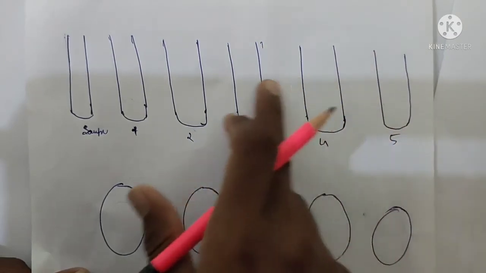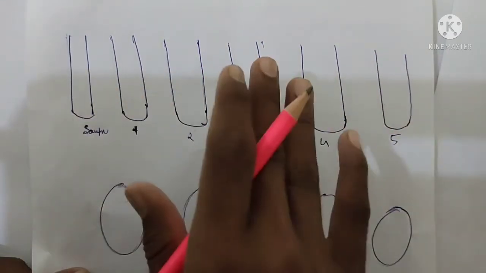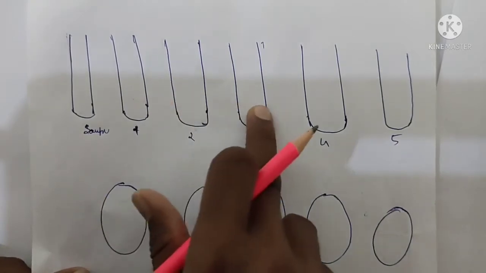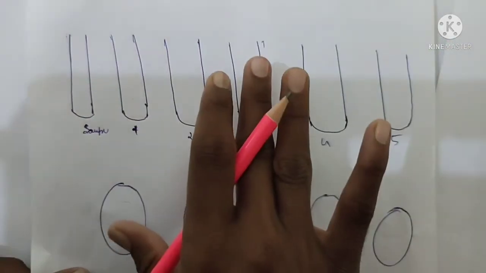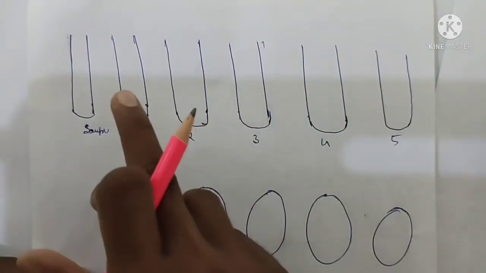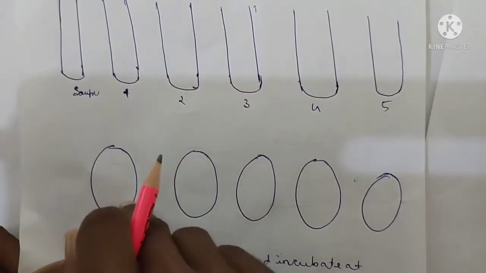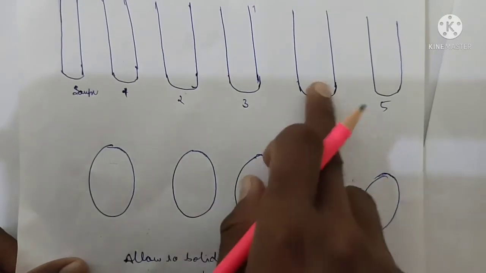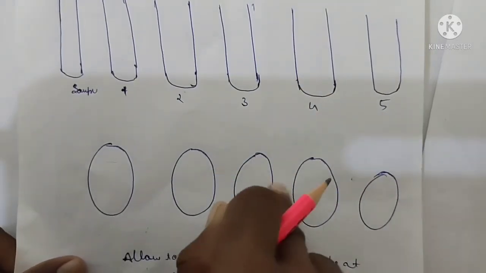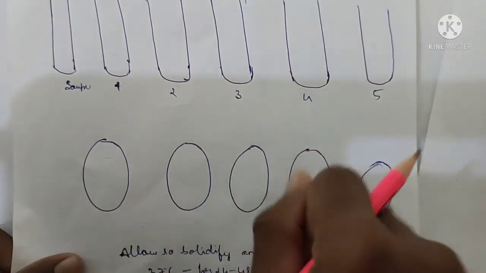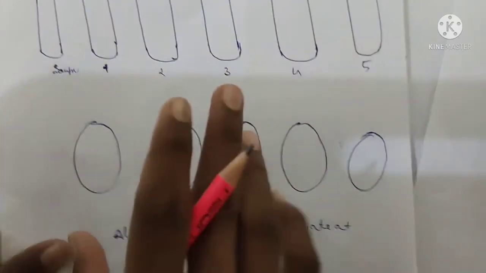You have to again maintain each test tube as it is, 1 ml, 1 ml, 1 ml, 1 ml, 1 ml. After that, what do you have to do? You have to pour the respective test tube into the respective petri dish, 1 ml. Yes, 2, 3, 1 ml, test tube 4 to the 4th petri dish 1 ml, test tube 5 to the 5th petri dish, 1 ml.